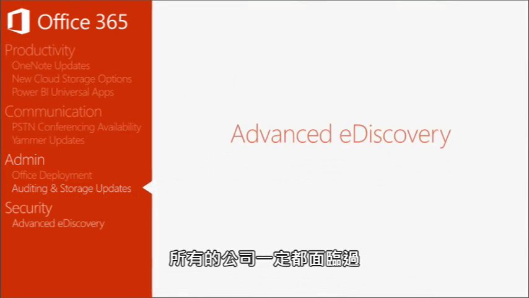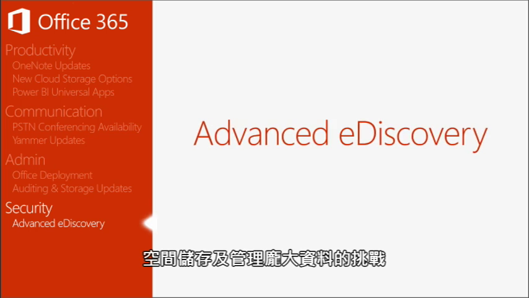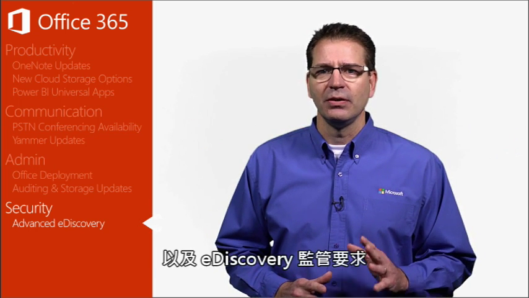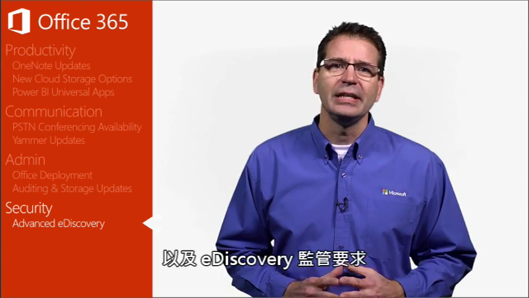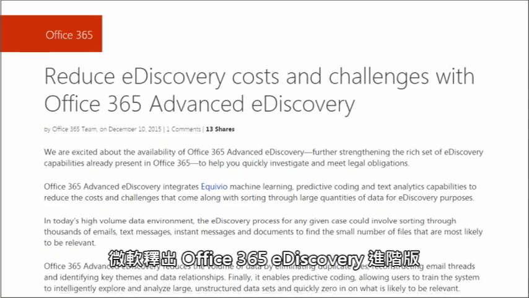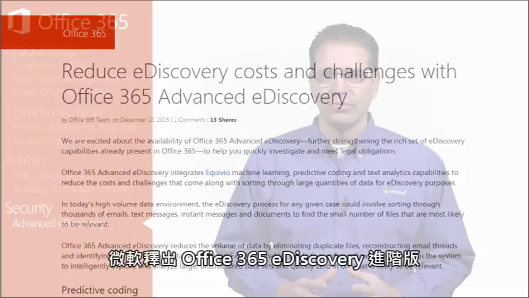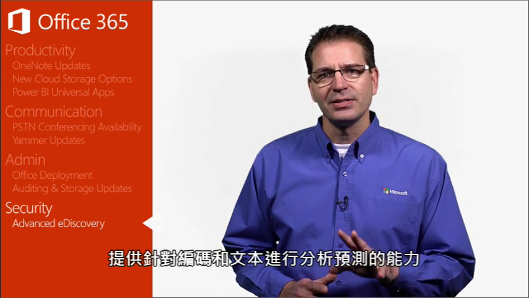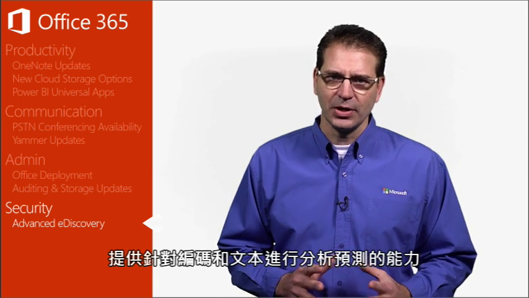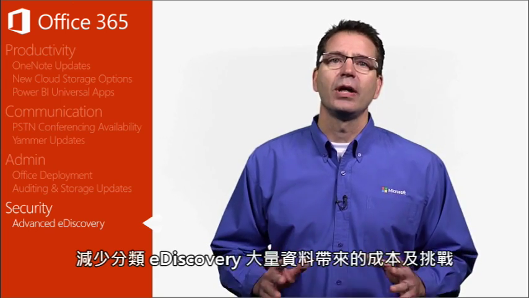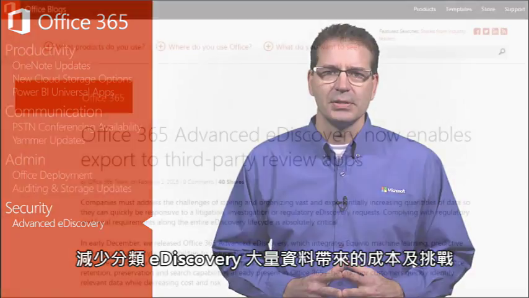All companies must address the challenges of storing and organizing vast quantities of data so they can quickly be responsive to a litigation, investigation, or regulatory eDiscovery request. In early December, Microsoft released Office 365 Advanced eDiscovery, which integrates Equivio machine learning, predictive coding, and text analytics capabilities to reduce the costs and challenges that come along with sorting through large quantities of data for eDiscovery purposes.